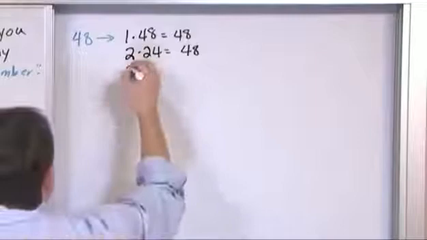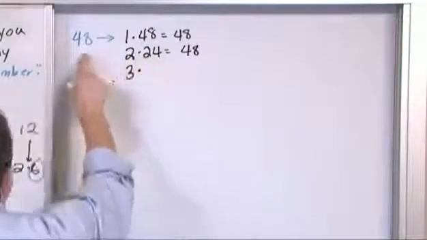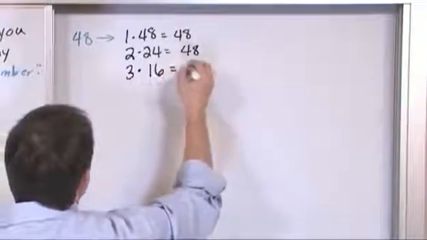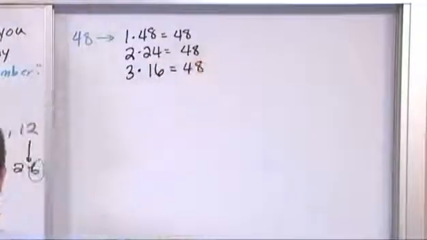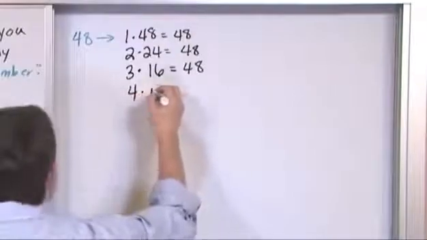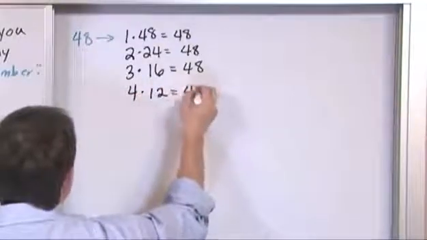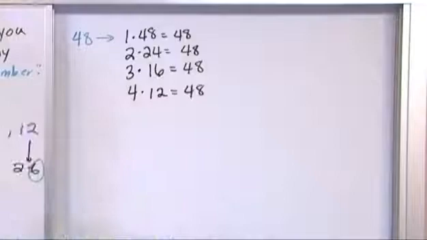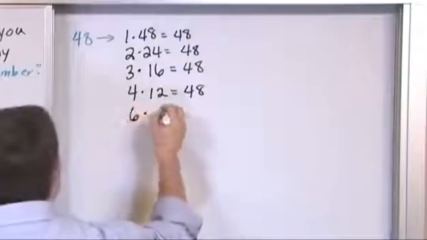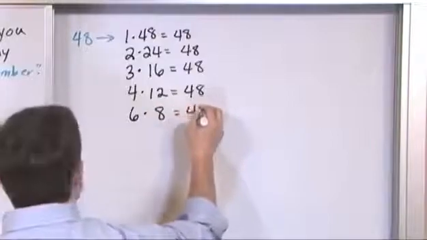What about the number 3? At first, you might not think the number 3 can go into this, but when you think about it, 3 times 16, if you get a pencil and paper out, you'll figure out that that's also equal to 48. 4 can go in. 4 times 12 is 48. That's just straight up from your multiplication tables. And then 5 can't go in, but 6 can go in. 6 times 8 is 48.